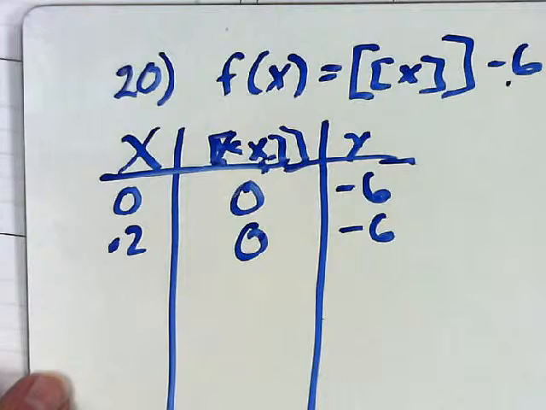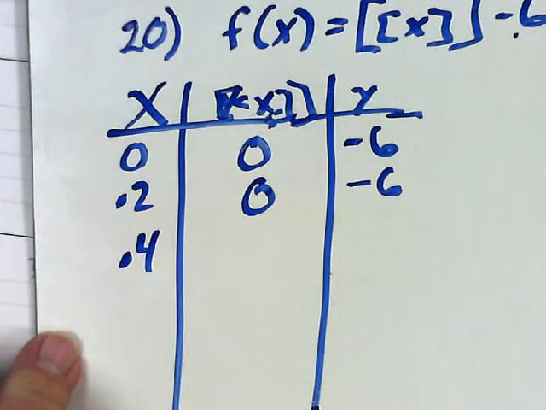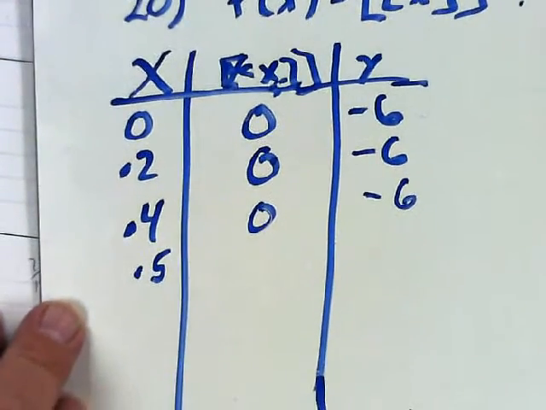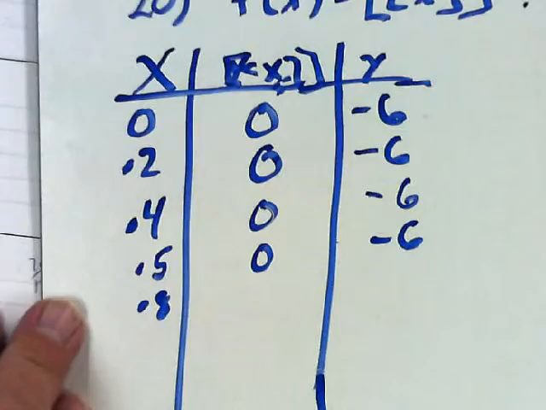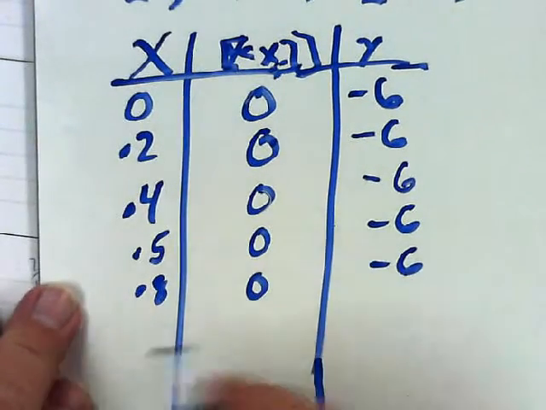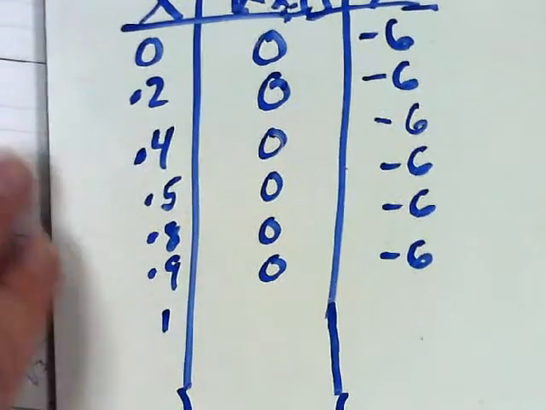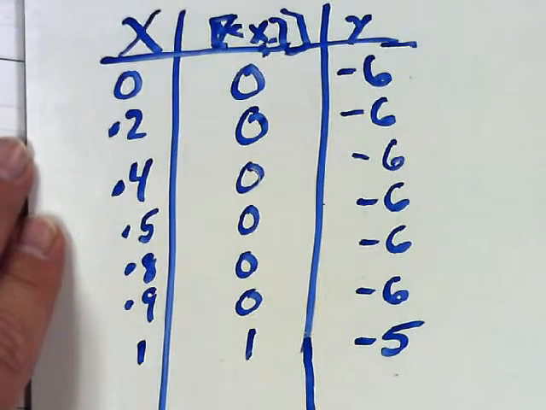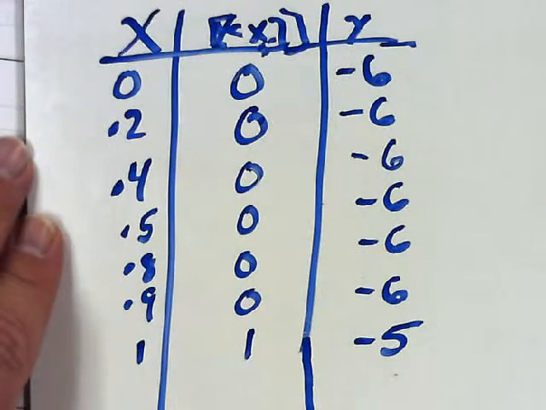Okay? Let's jump it up to 0.4. Still going to be a 0. Still going to be a negative 6. Let's try 0.5. What about 0.8? What about 0.9? About 1. Uh-oh, looks like I got a step, don't I? Somehow it stepped up because this y value changed. So I got a step between 0.9 and 1.